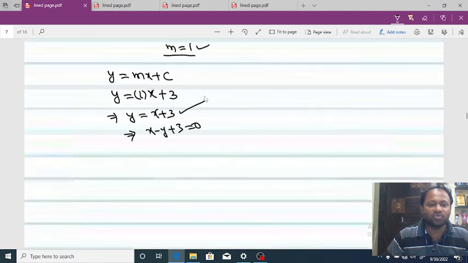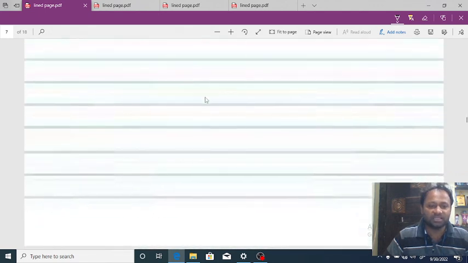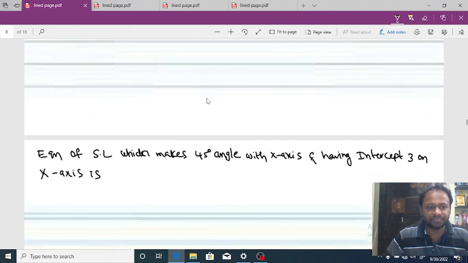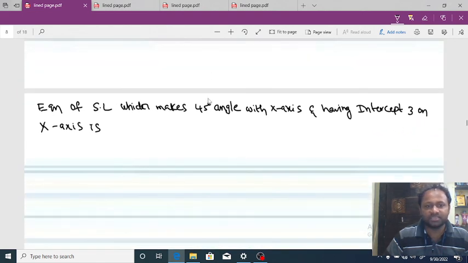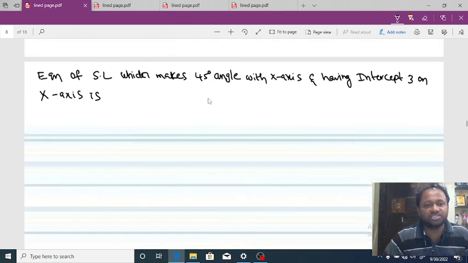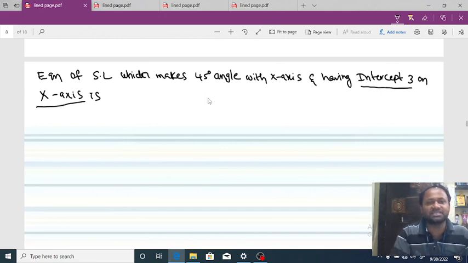Now I am going to do one more problem in the same method. This is the equation of the straight line which makes a 45 degrees angle with the x-axis and has an intercept of 3 on the x-axis. Here the x-intercept is given, but I have not written the answers. We can check it. A 45 degrees angle means slope.